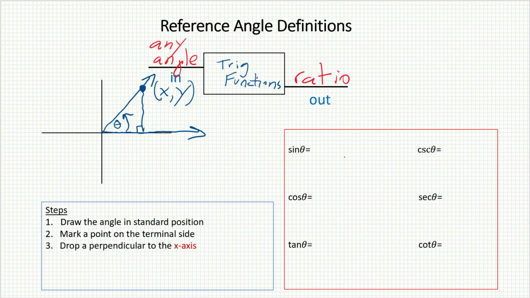Now fill in the side lengths of the triangle. If the coordinates of this point are x, y, then this distance here must be x. It's a positive distance because I'm in the first quadrant. And this distance here must be y, over x, up y, to get to the point x, y. I will also call the distance from the origin to the point on the terminal side r. R is a true distance, not a coordinate, so r is always positive.